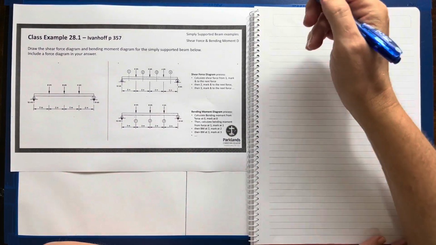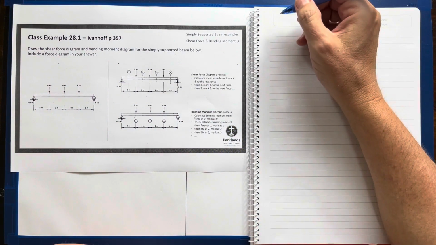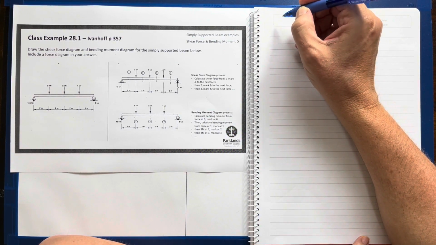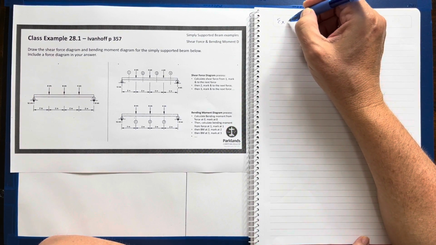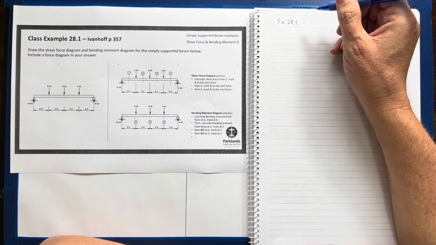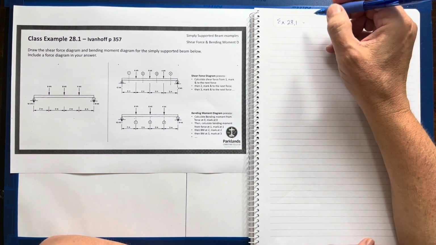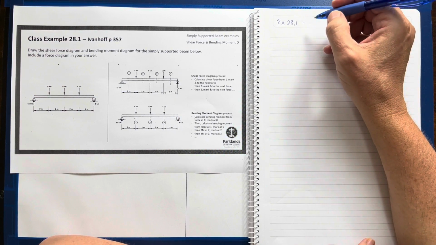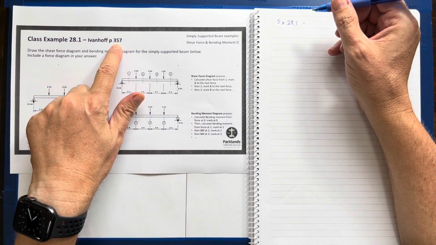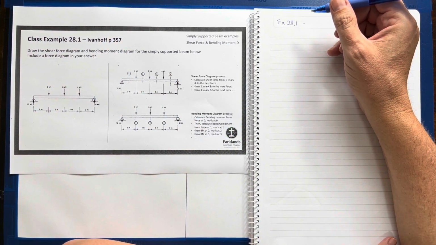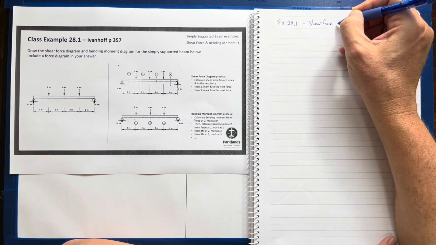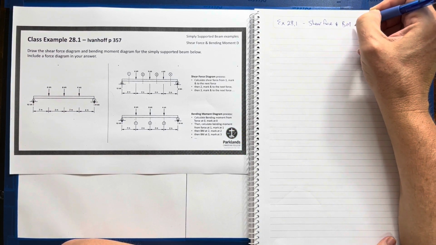Today I'm going to be doing the second example that I'm doing specifically on shear force and bending moment diagrams, and this is going to be class example 28.1, which you'll find in the Ivanhoff textbook for mechanics and statics. You'll see it says on page 357. Okay, this is going to be a shear force and bending moment diagram example.